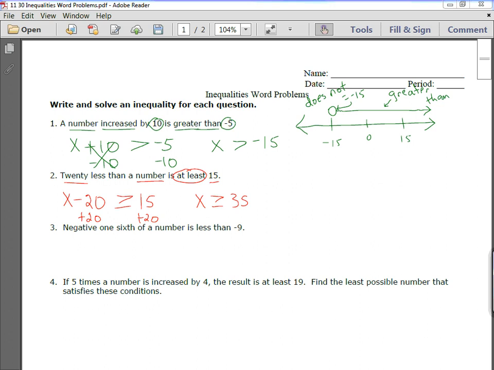So when I go to graph this, make a little graph out here, I put a 0, a 35 on this side, a -35 on this side, and I say that x is equal to and greater than. So I draw the circle and fill it in, and then I draw a line to the right for greater than.